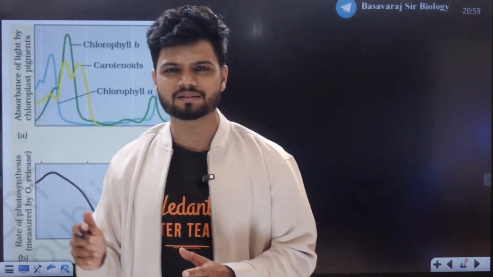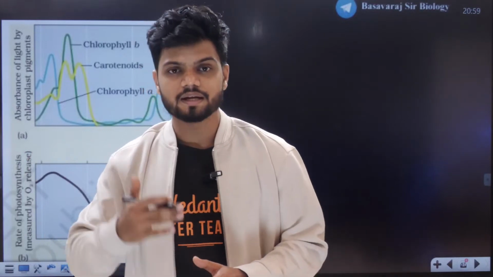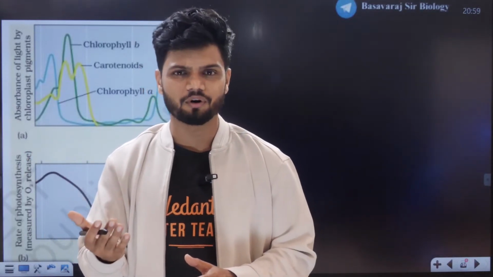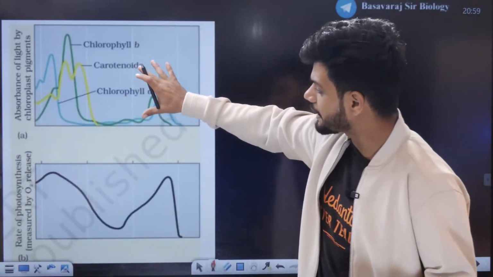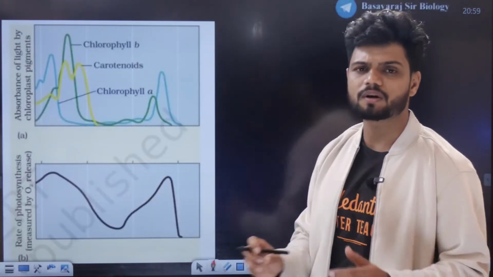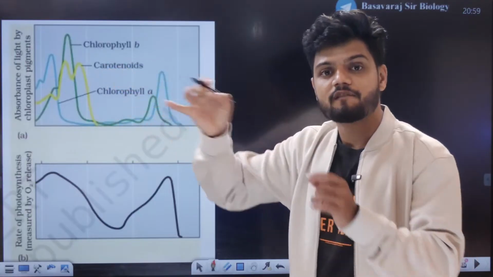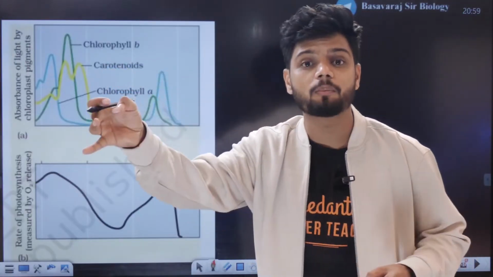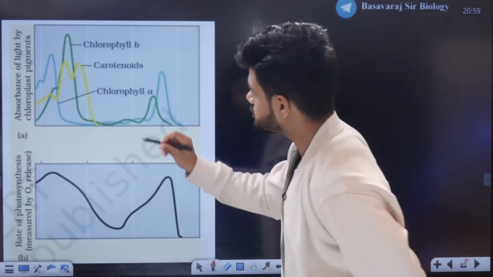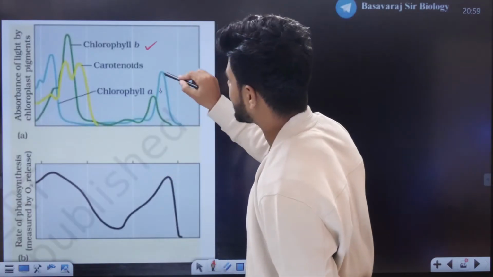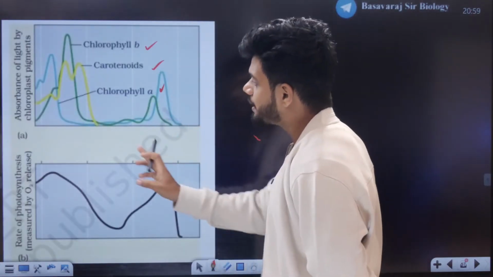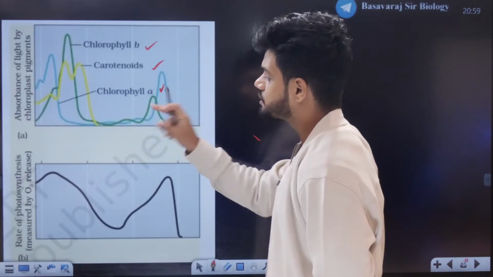Okay. Now, this is a diagram. Also, typically it's a chart, but I've included it here. It's a chart for your absorption spectrum and action spectrum. Now, what is the difference here? Your absorption spectrum tells you which pigment is getting absorbed at which wavelength. Which pigment, chlorophyll B, chlorophyll A, carotenoids, is getting absorbed at which wavelength.